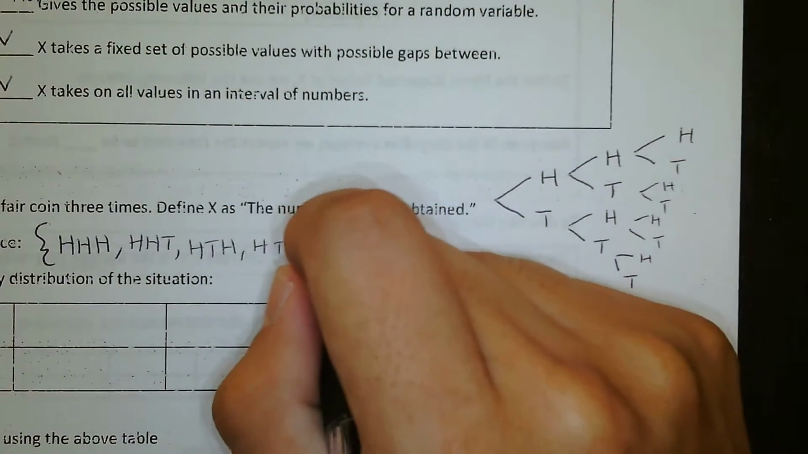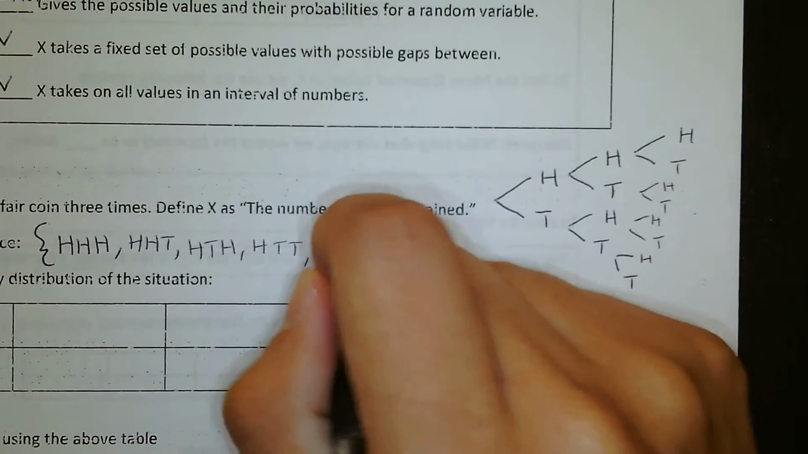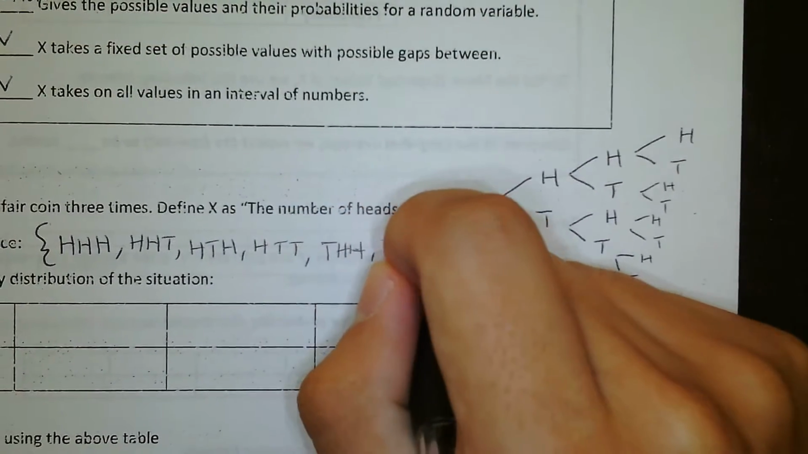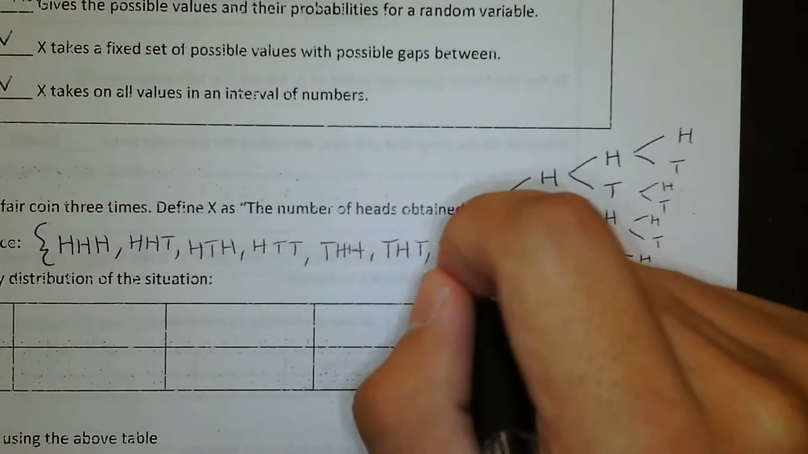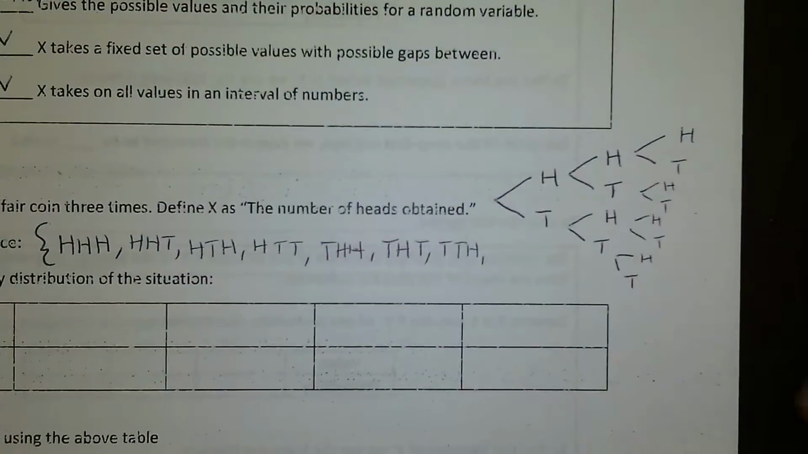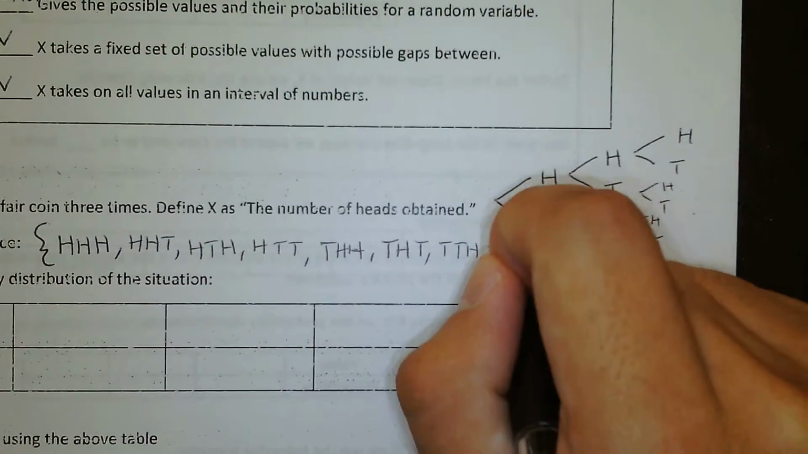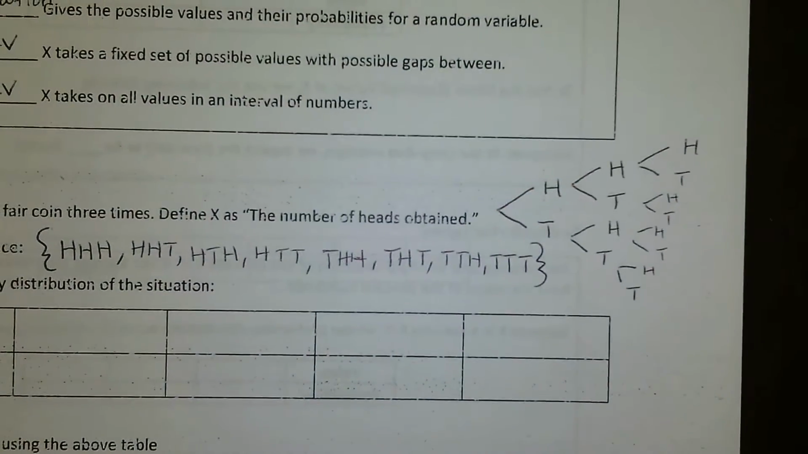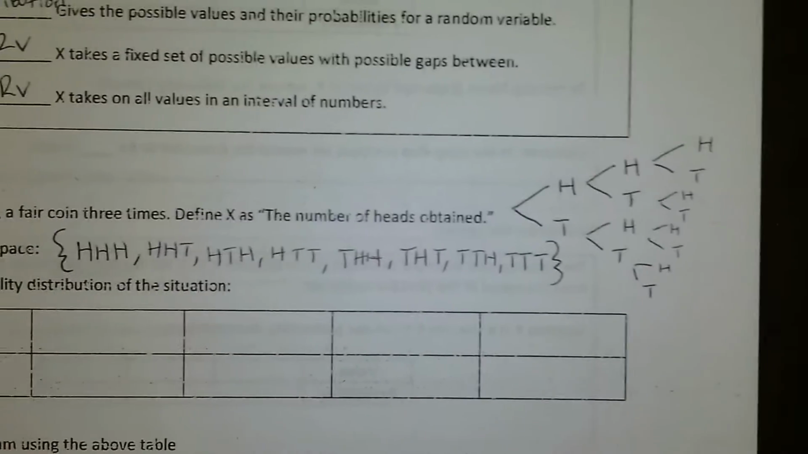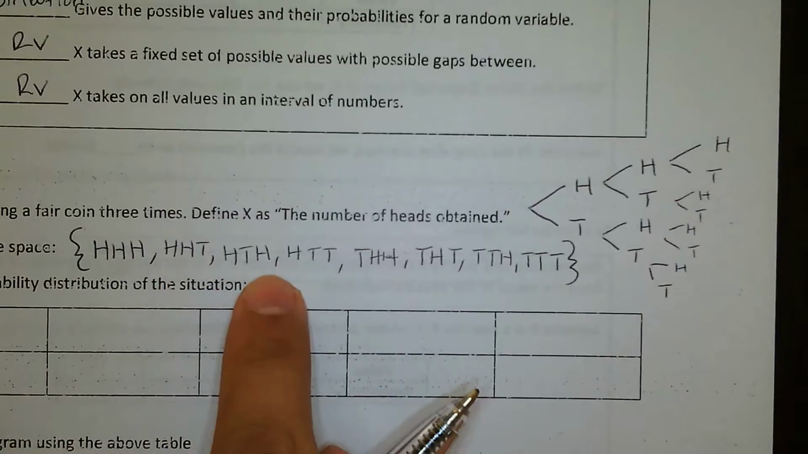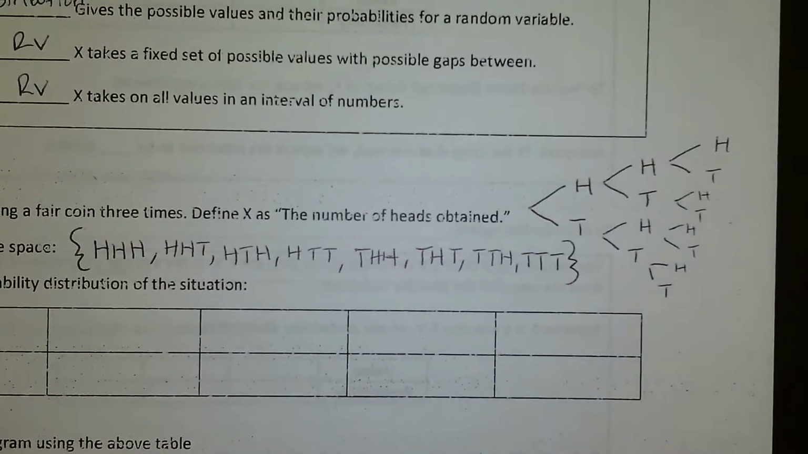Fifth pathway would be tails, heads, heads. Sixth would be tails, heads, tails. Seventh would be tails, tails, heads. And then eighth would be tails, tails, tails. And that is my sample space for flipping a fair coin 3 times. And another cool thing about this is notice there are 1, 2, 3, 4, 5, 6, 7, 8 possible outcomes here.